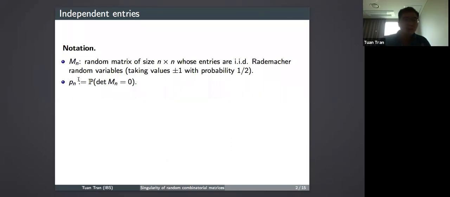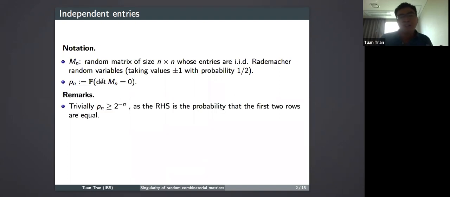For convenience, I will let Pn be the singularity probability of this random matrix. So this quantity depends on n. A very simple observation is that Pn is at least 2 to the minus n, because 2 to the minus n is the probability that the first two rows of Mn are equal. If you fix the first row, then there is only one choice for the second row, and it is taken uniformly from a set of 2 to the n elements. So trivially, Pn is at least 2 to the minus n.